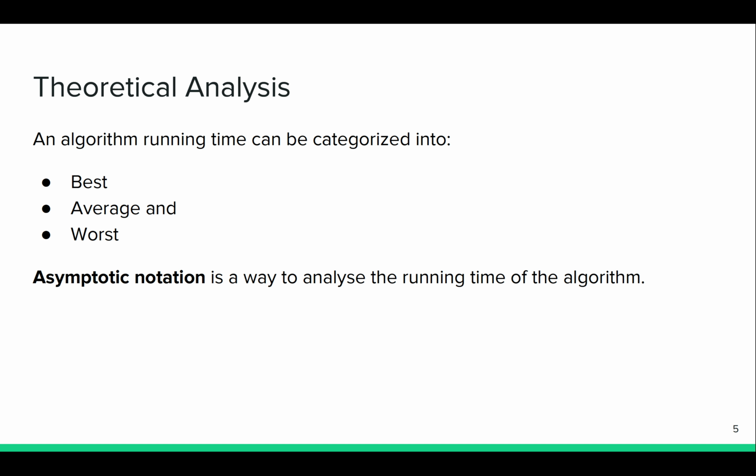So, as practical analysis is not exactly possible, we go for something called a theoretical analysis. When we go for a theoretical analysis, an algorithm's running time can be categorized into three types: best case, average case, and worst case. To understand what these three are, I'll give an example.